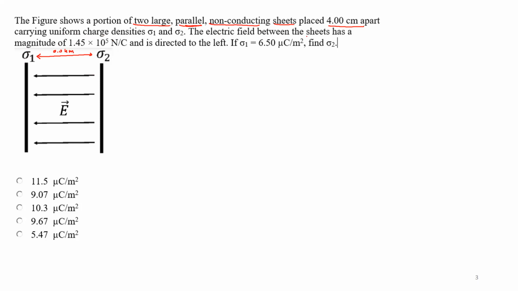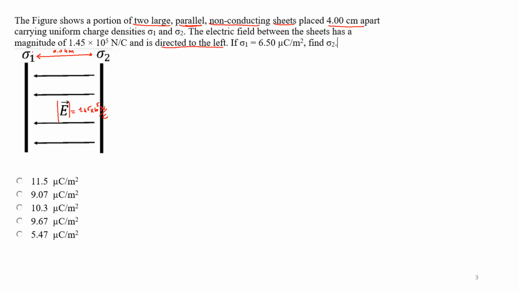Now the electric field between the sheets has a magnitude of 1.45 × 10^5 newtons per coulomb. So this electric field here, as you can see, is directed to the left, and it has a magnitude of 1.45 × 10^5 newtons per coulomb. Now, if sigma 1 is positive and is equal to 6.5 microcoulombs per meter squared, find sigma 2.